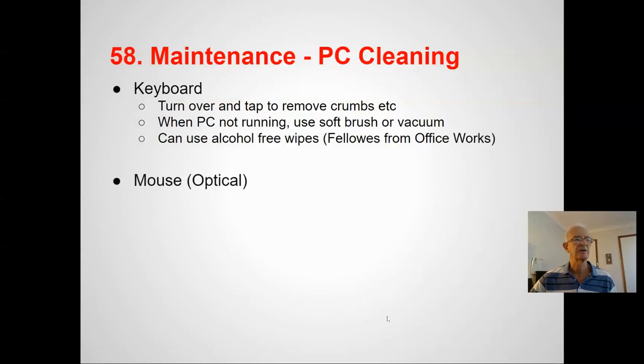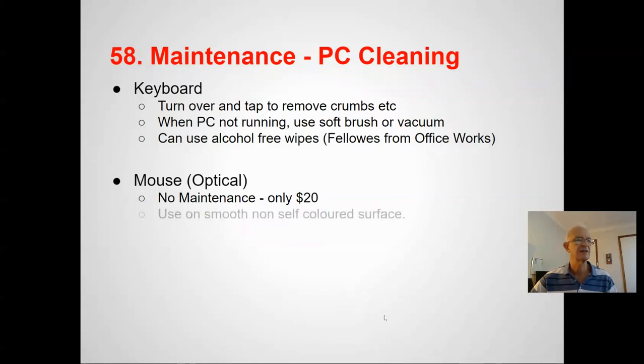Optional, a mouse, optical mouse. There's not much you can do. They're about $20. There's not a lot you can do other than check that it's not a build-up of fluff on the sliders. If you turn one over, you'll see there's usually 3 or 4 sliders that it moves around on the table with, and they often build up grime and fluff. And if you just clean those off, you'll find it moves much easier.